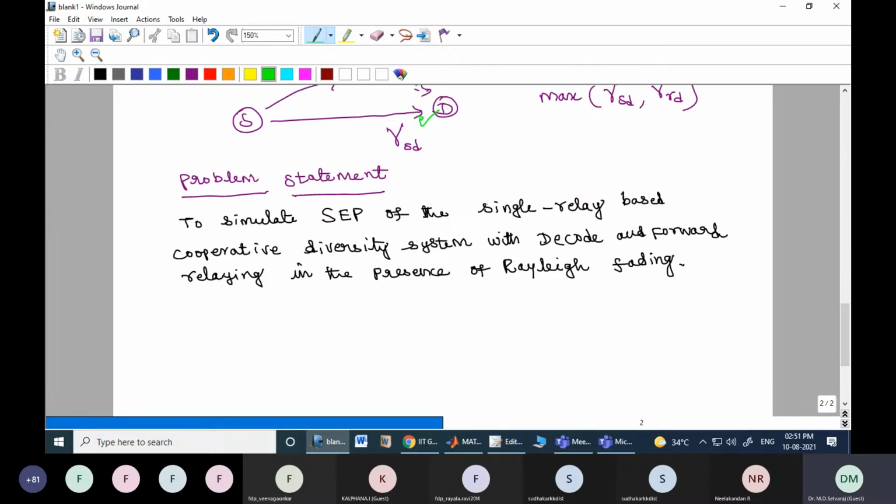So how to find the symbol error probability? Whatever symbols we received, whether the system is performing better or not, we find out through a performance metric called symbol error probability. The SEP is the symbol error probability, which is a performance metric. I'm going to simulate this system in MATLAB and find out the performance of this system.